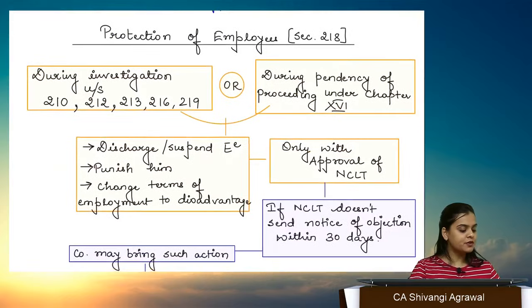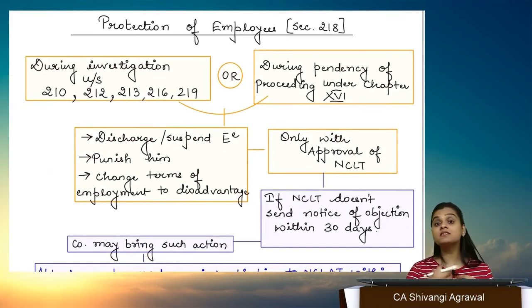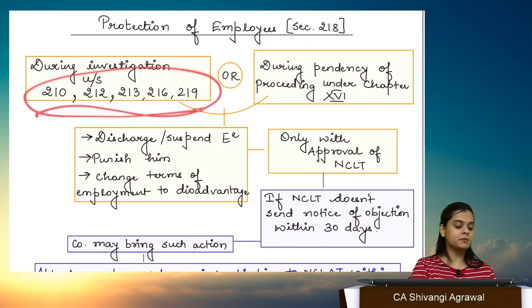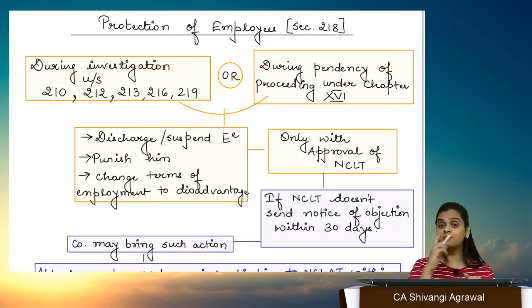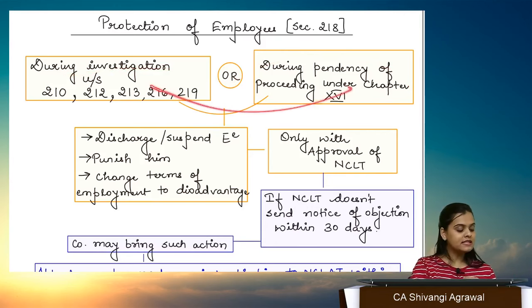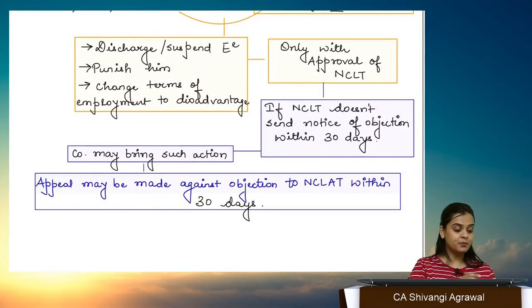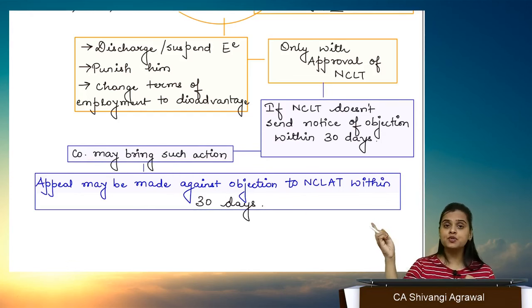Now, another section, protection of employees. The employees sometimes get scared to disclose the insider information of a company during investigation just because they may be fired later. To protect them, if an investigation is being carried out under these sections, all the five sections are mentioned over here, or some proceedings of prevention of oppression and mismanagement are pending, in both these cases, if the company proposes to suspend an employee, dismiss him, demote him, or change his terms of employment to his disadvantage, then it will not be allowed unless you take approval from tribunal. So the company has to file an application to tribunal that I'm proposing to dismiss this particular employee when the investigation is going on.